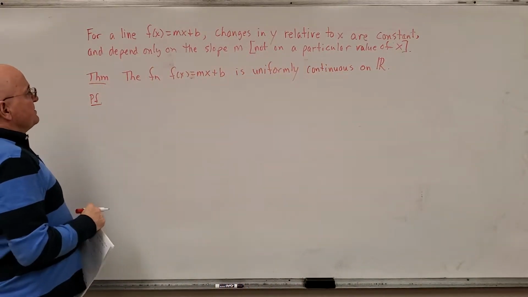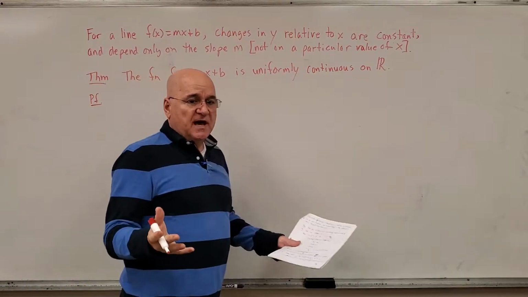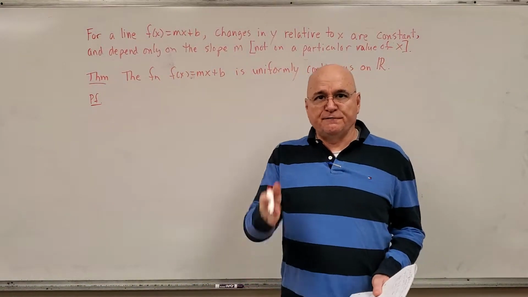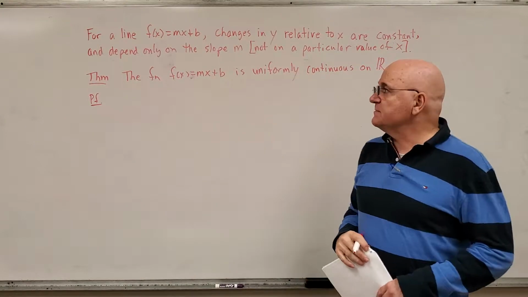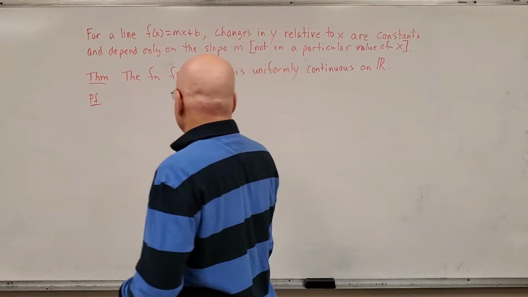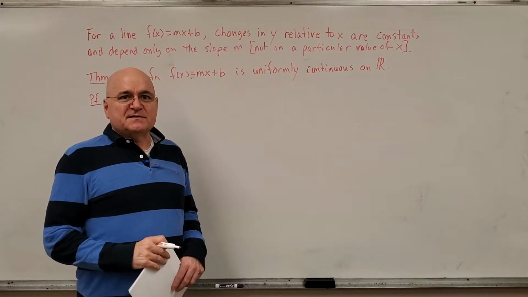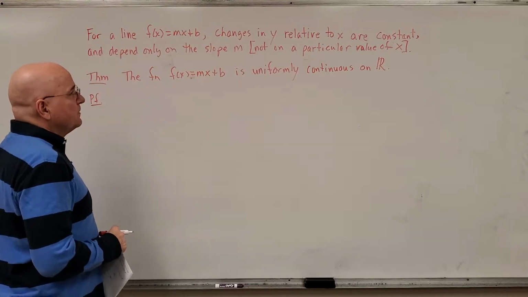Well, this theorem just says that the function is uniformly continuous. All lines that are functions, which doesn't include vertical lines, but all other lines are uniformly continuous. And let's prove that. You may want to have the definition out in front of you as we look at this, since I had to erase it.